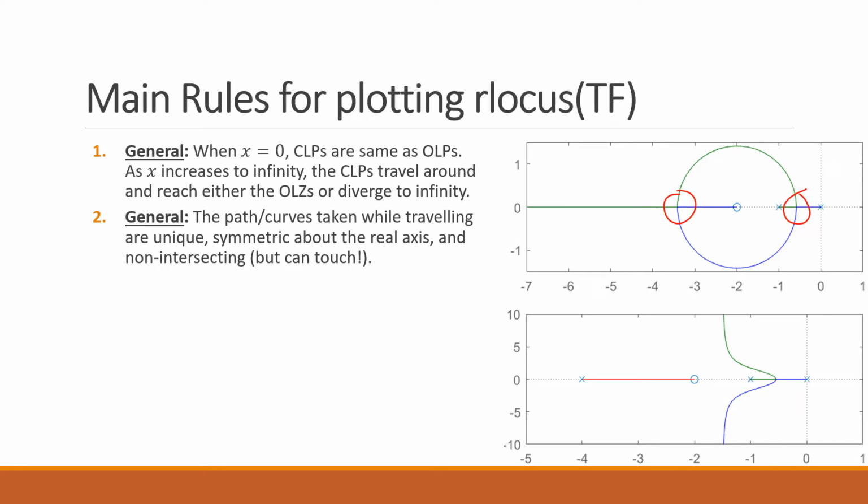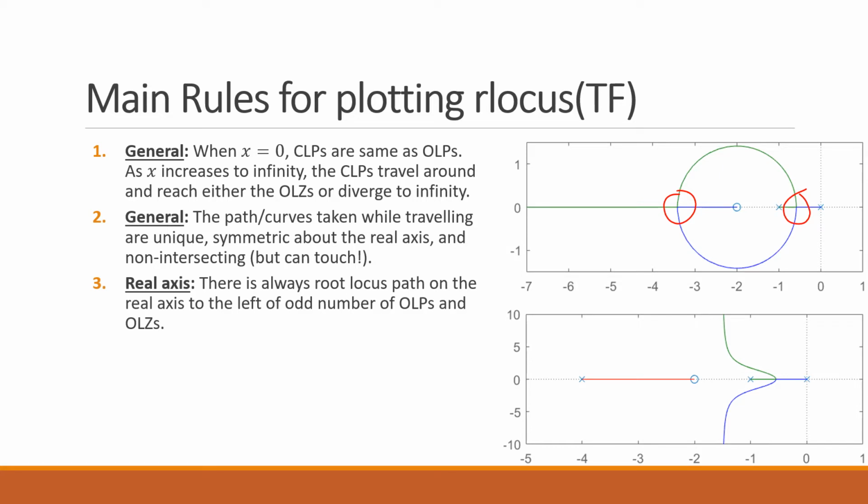So if 2 plus i is a pole, then 2 minus i is also going to be a pole, and therefore they are symmetric about the real axis. The third rule is that there is always root locus on the real axis to the left of an odd number of open loop poles and open loop zeros.